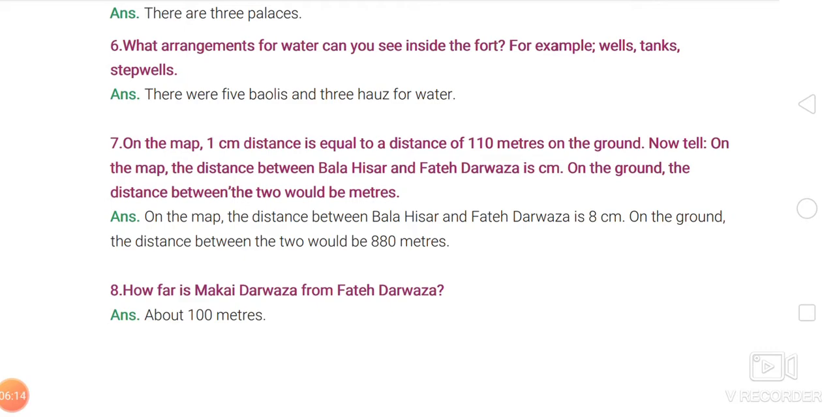Hope you understand this. Read this again and again. If there is any query, you can ask me in the doubt clearing session also. How far is Makai Darwaza from Fateh Darwaza? About 100 meters.